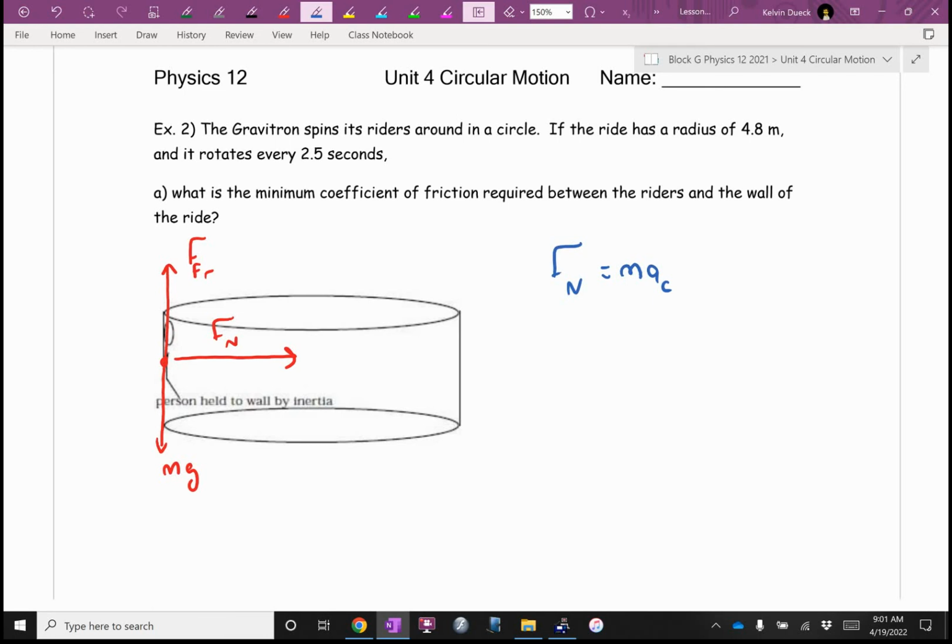And of course, you have your formula sheet out by now. You want to look at which version of a_c am I going to use? Well, I'm going to read the question. They gave me the period. They could also have given me the speed, but they gave me the period. So on my next line, it's going to be m times 4 pi squared R over T squared.